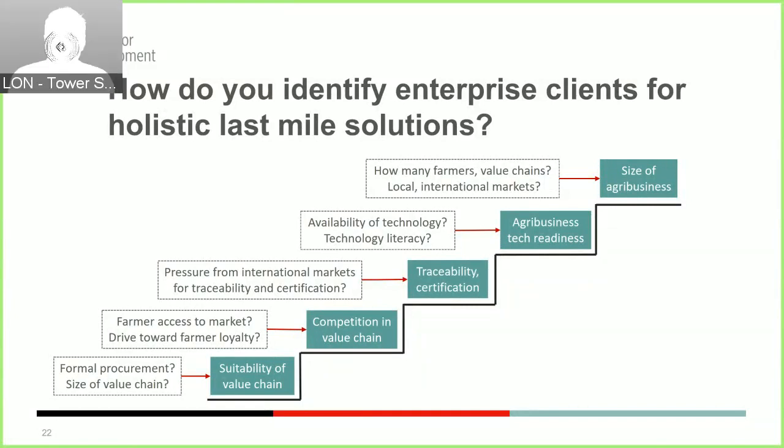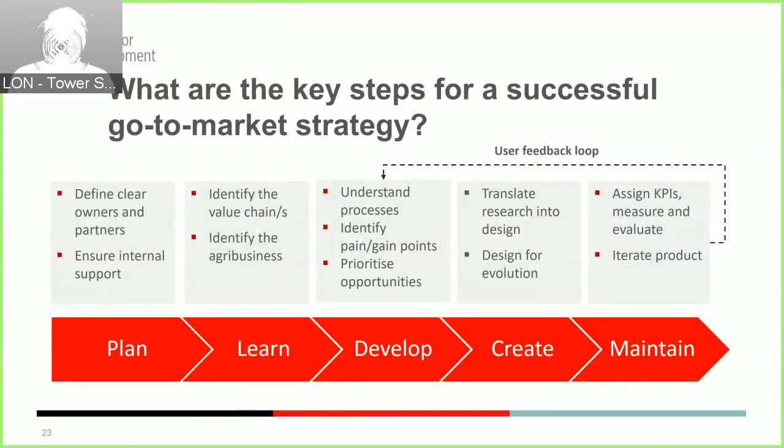So our final question is around the go-to-market strategy. Here you can see in this slide the key steps in the service design process and the user feedback loop that is needed to iterate the product over time after launch.